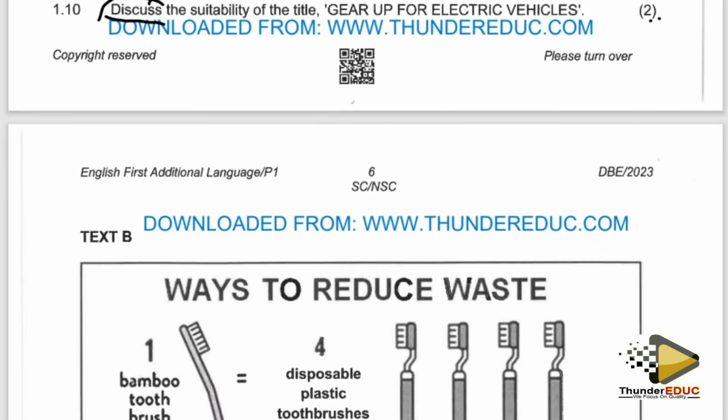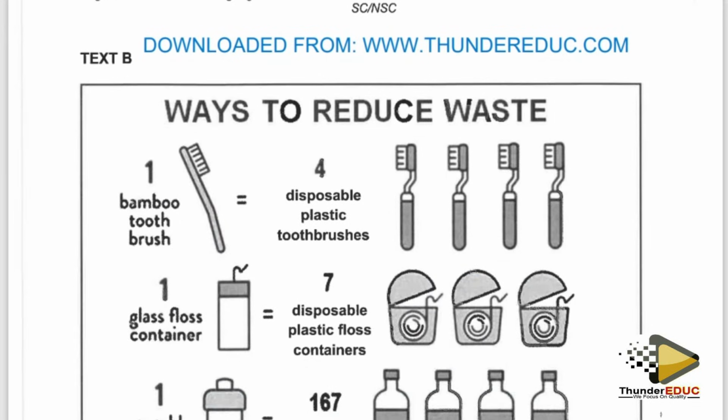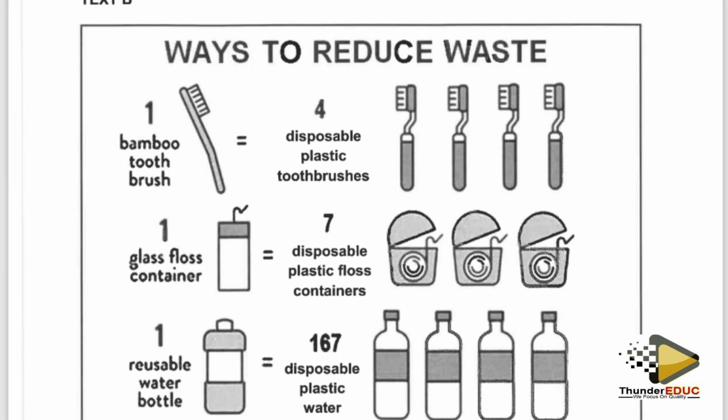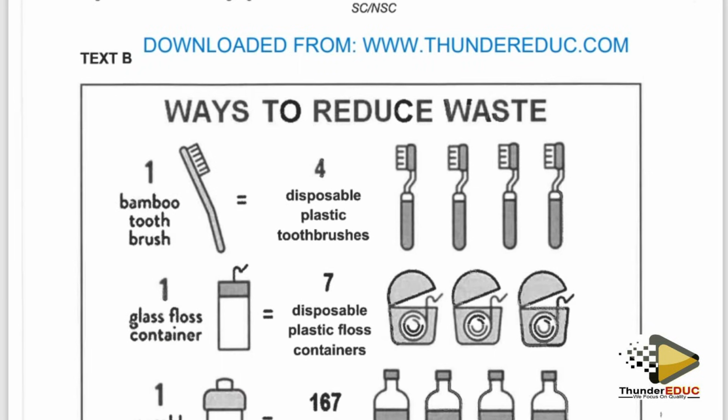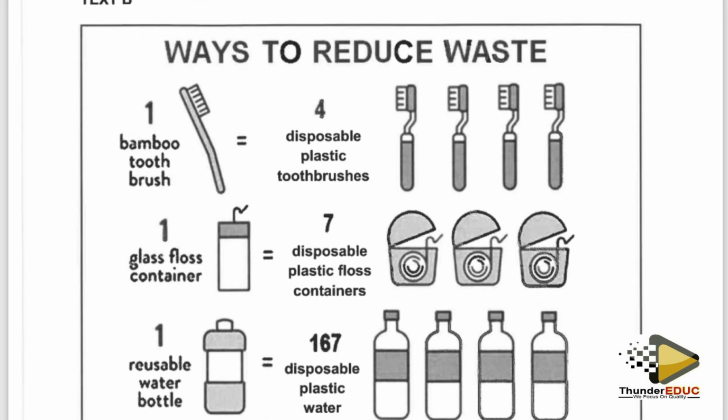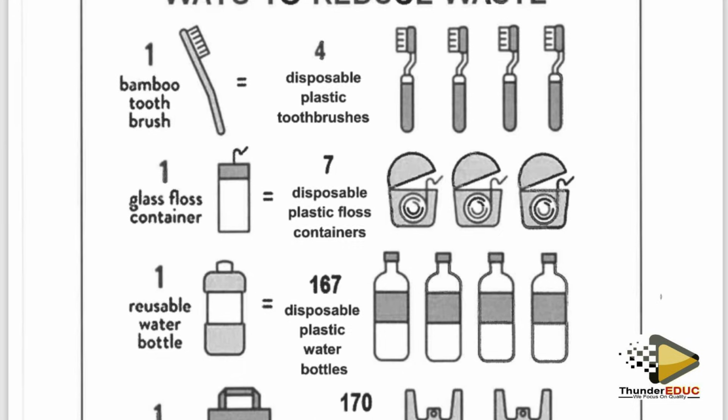Okay, I said I'm going to touch on text B because text A, we have to read it thoroughly and then we'll have to answer. But we are going to go to text B because it's a visual passage and we can't go through it together. Right, your text B said ways to reduce waste. 1 bamboo toothbrush is equal to 4 disposable plastic toothbrushes. 1 glass floss container is equivalent to 7 disposable plastic floss containers. 1 reusable water bottle is equivalent to 167 disposable water bottles.